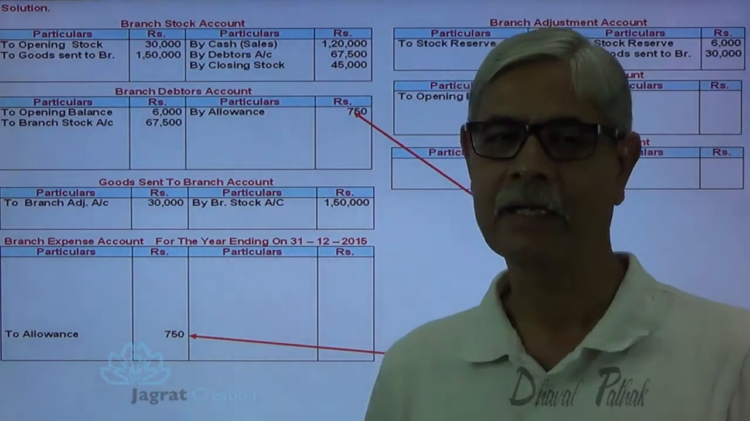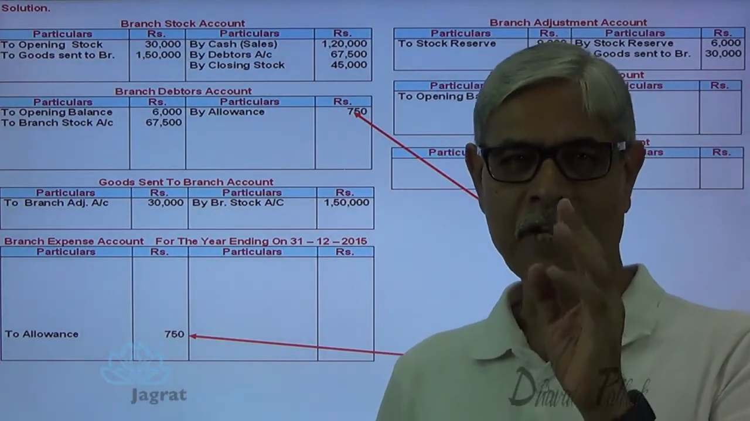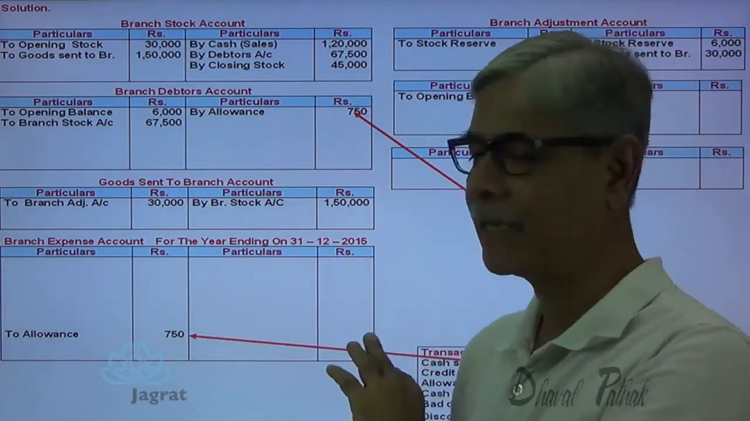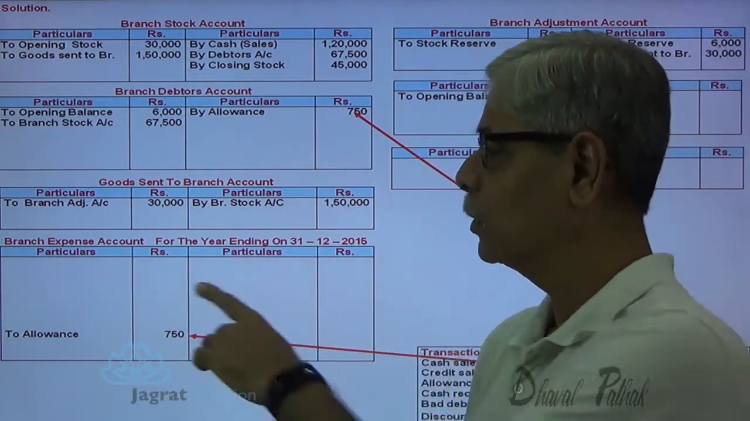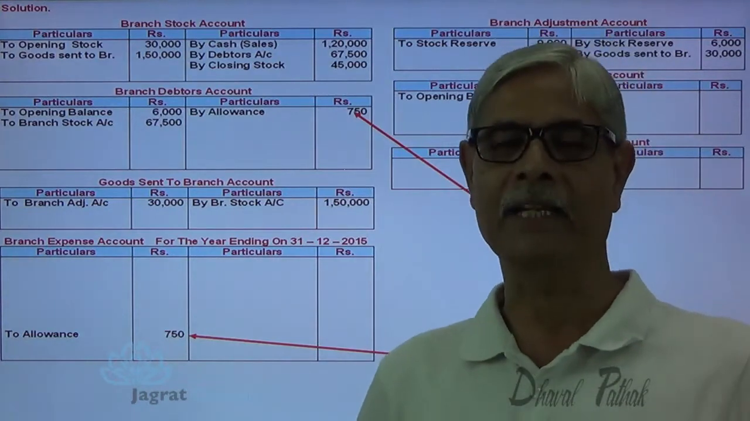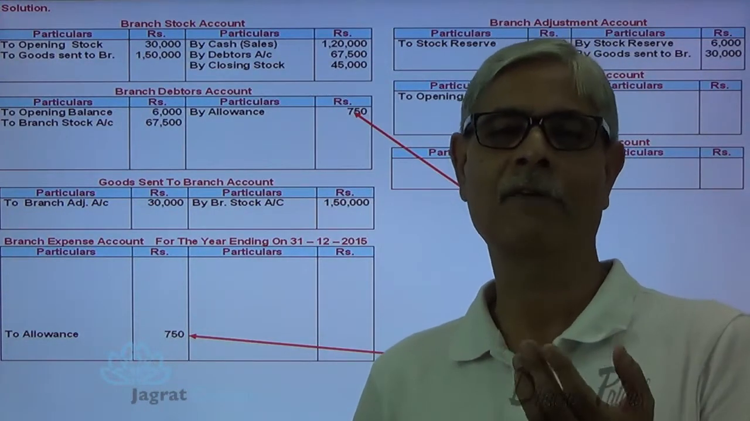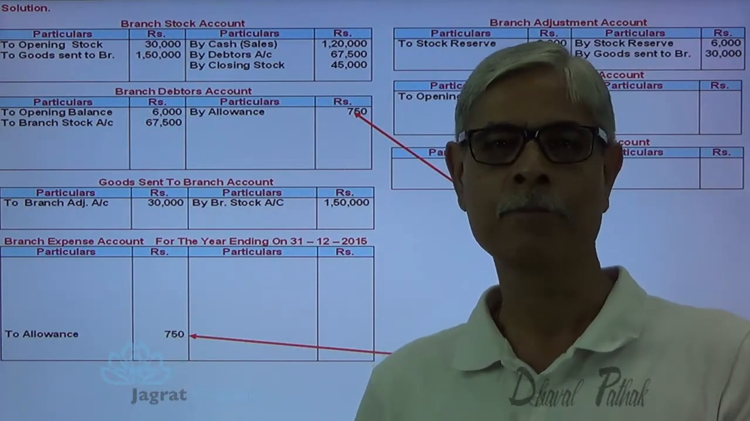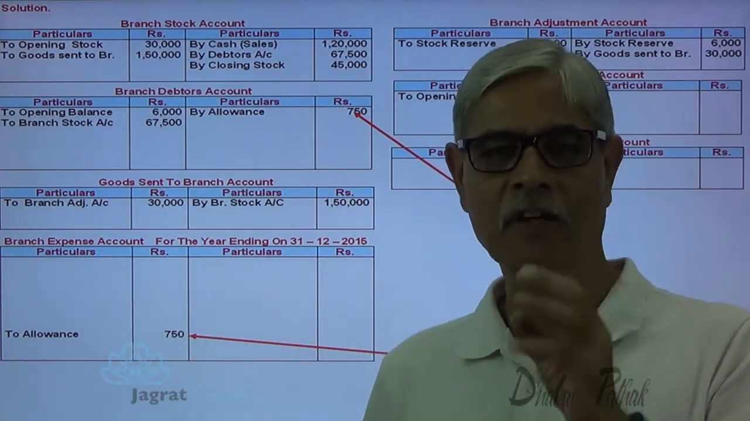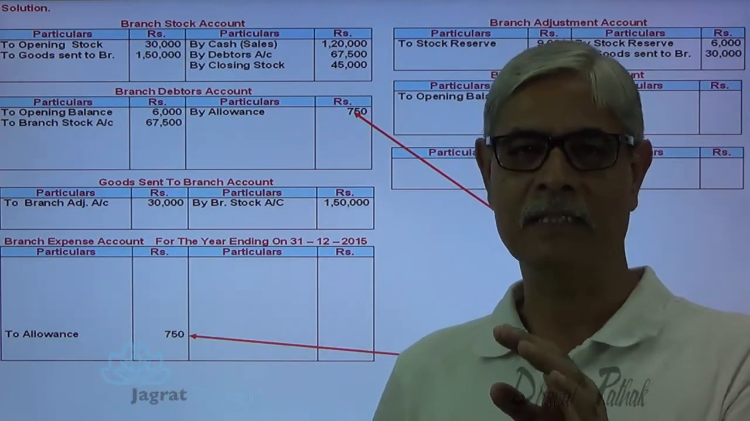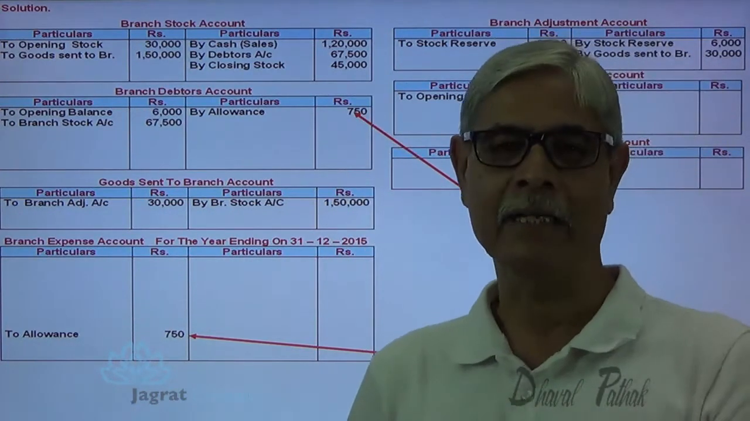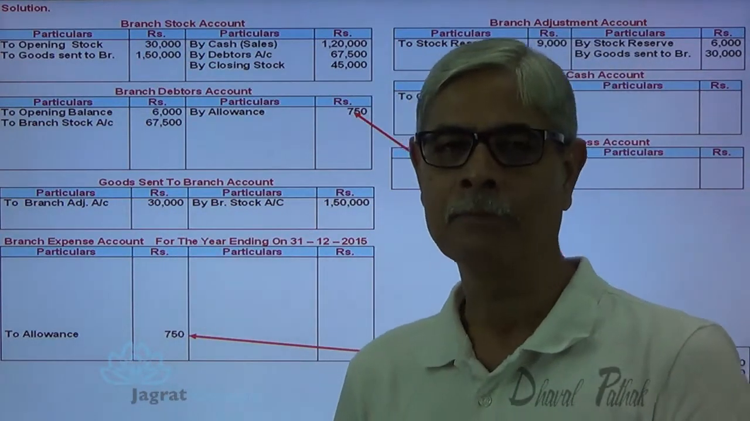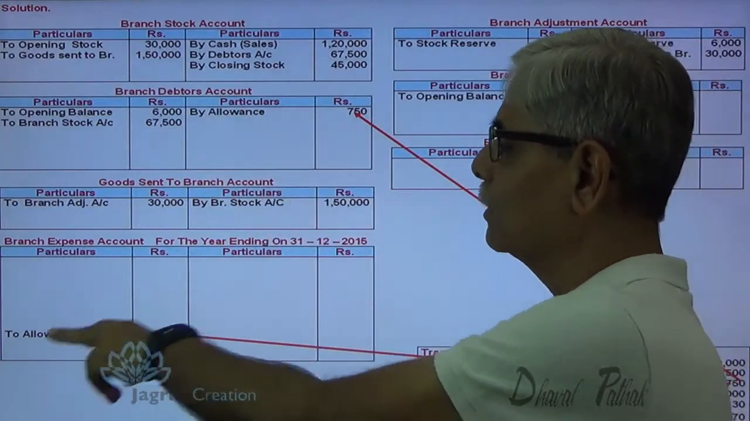Now what's the journal entry? Branch debtors allowance account debit to branch debtors account credit. Branch expense account debit to allowance account credit. So allowance account is a linking account that can be prepared, because during one year there won't be only one allowance. There will be 10, 15, 20, 25 allowances. All those allowances given to the debtors will be debited to allowances account and the debtors account will be credited, and that allowances total will be transferred to branch expense account at the end of the year. But at present I write in the narration, allowances by allowances.